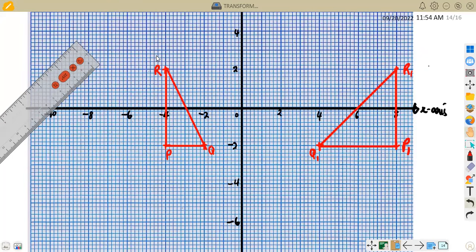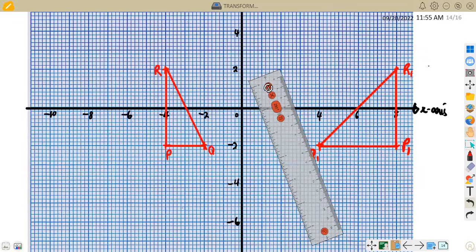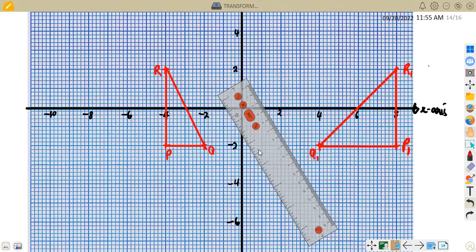Also, from P to R here, and also P1, as you can see, they will never meet these lines. So we are going to join R to Q, R1 to Q, those ones can join. So it's not about joining all the points. You join those ones that you know are going to meet, okay? So that's how you actually determine your invariant line.